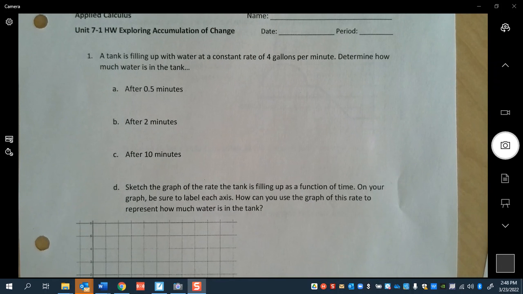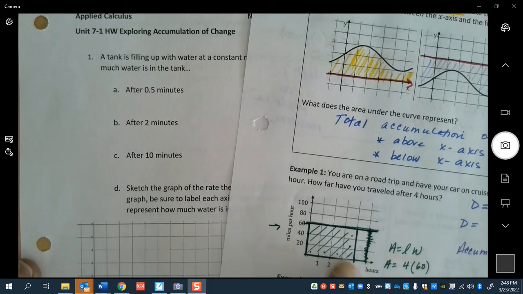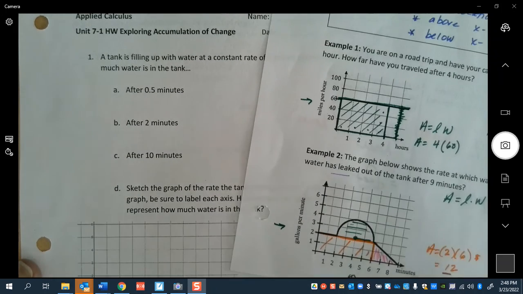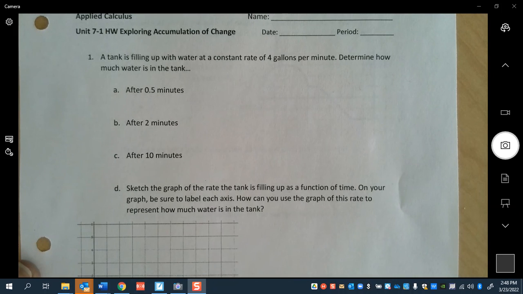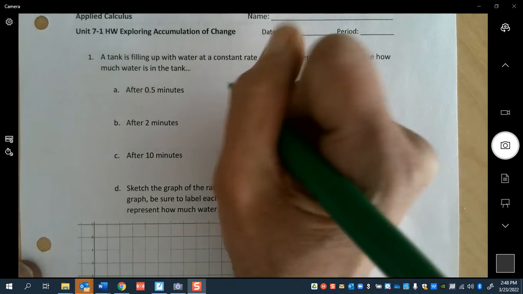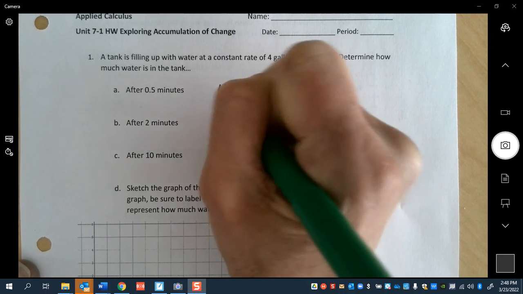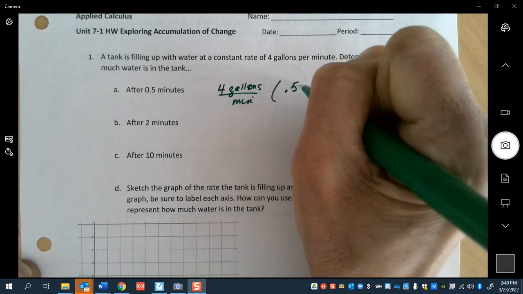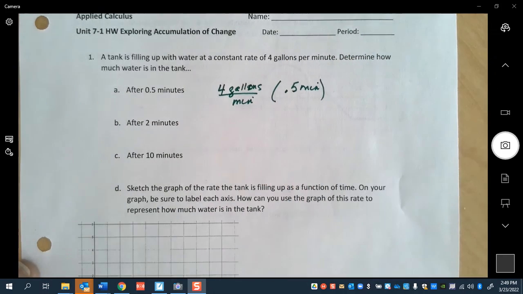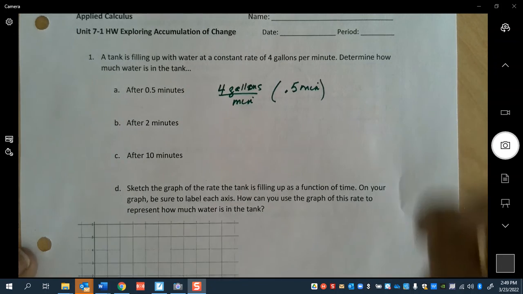So for the homework, a tank is filling up with water at a constant rate of 4 gallons per minute. That's this one like we did here. This is at a constant rate. So after a half of a minute, if I have 4 gallons per 1 minute, and I have a half of a minute, what is that going to give me? Say it out loud.